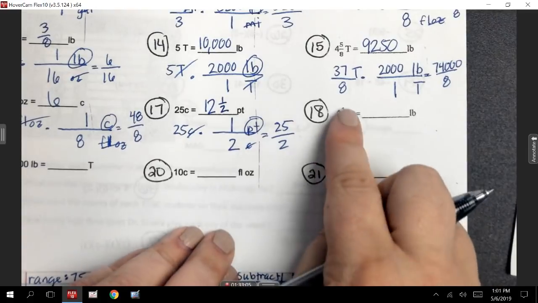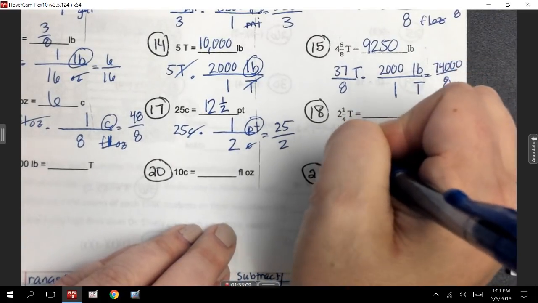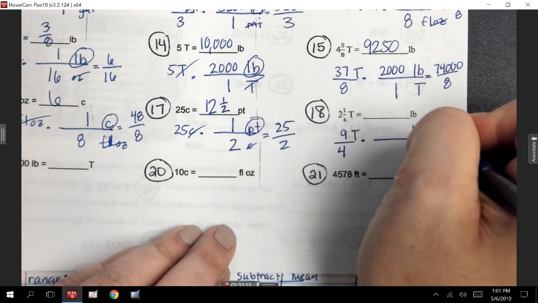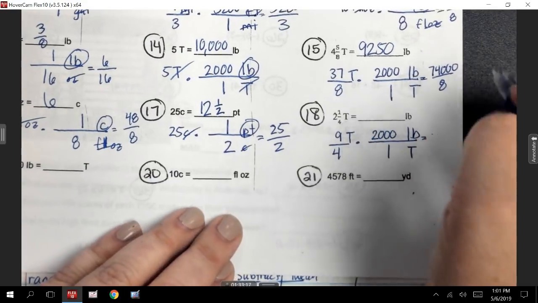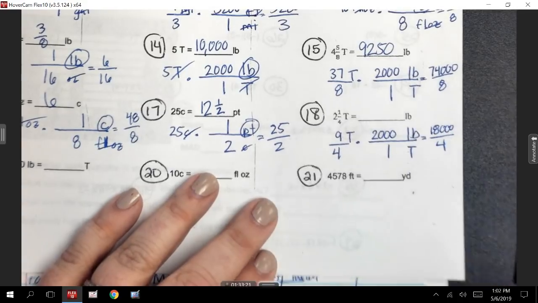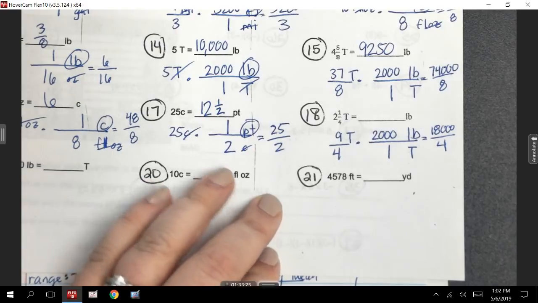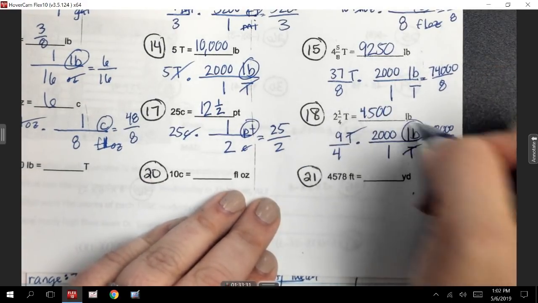All right. 18, doing the backwards C. 2 times 4 is 8 plus 1. I get 9 over 4, making sure to put my T on top. 1 ton equals 2,000 pounds. All right, so I end up with 18,000 over 4, which will simplify to 4,500 pounds.